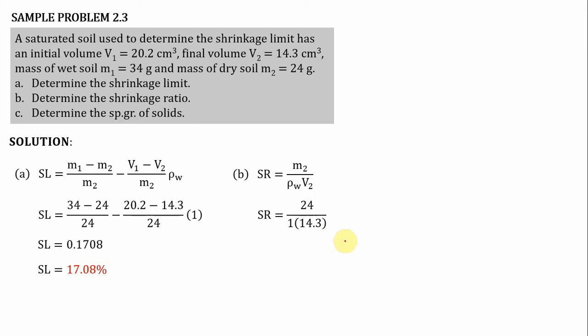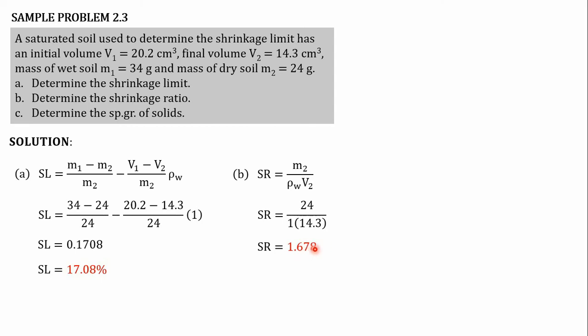By the way, explain ko lang yung unit nyo. In mass, that is in grams. In density, that is grams per cc or grams per cubic centimeter. Times the volume, that is in cubic centimeter. So cancel yung grams natin, cancel din yung cc natin. Therefore, no unit na naiwan. So the shrinkage ratio is unitless. Our answer will be 1.678. And this will be our final answer on B.